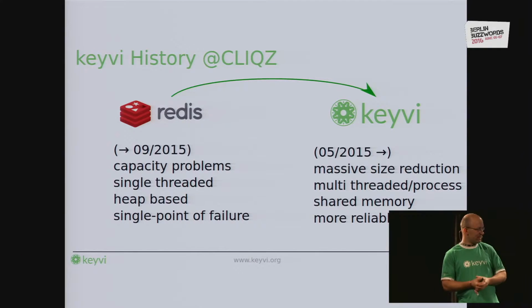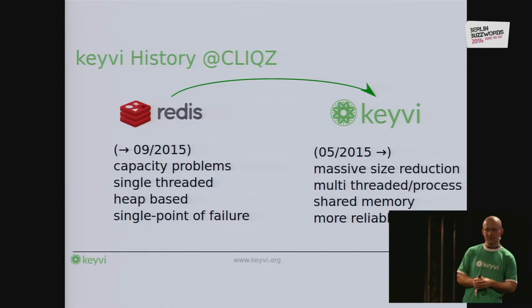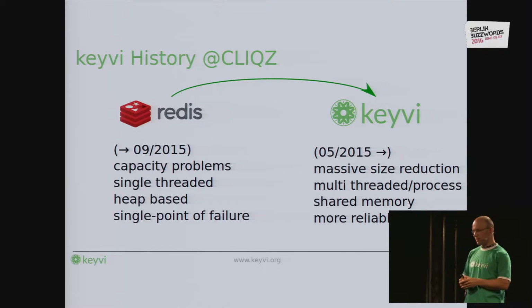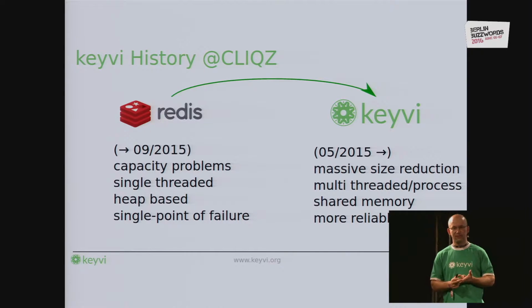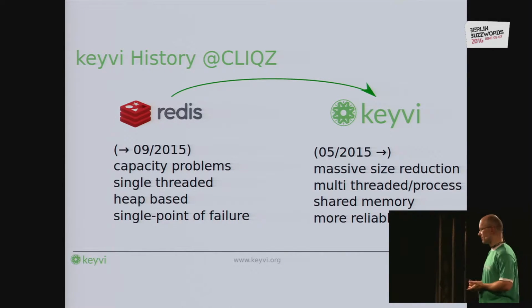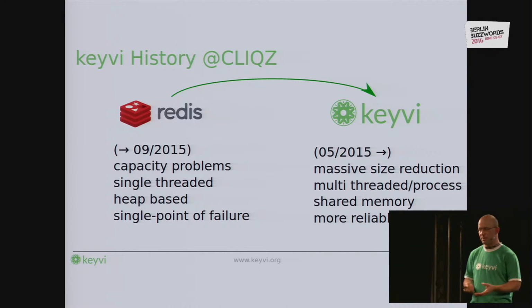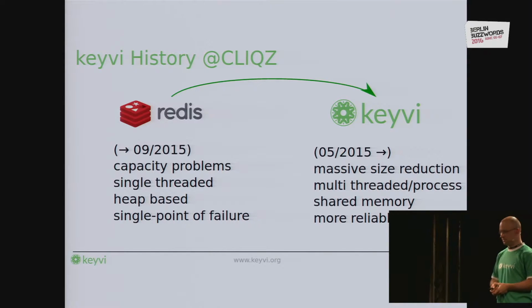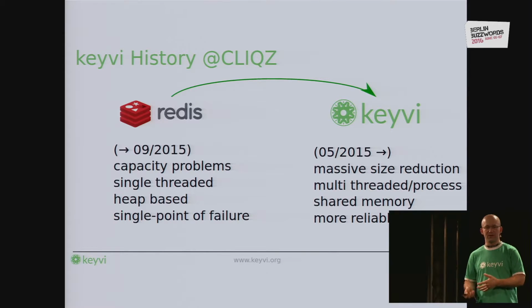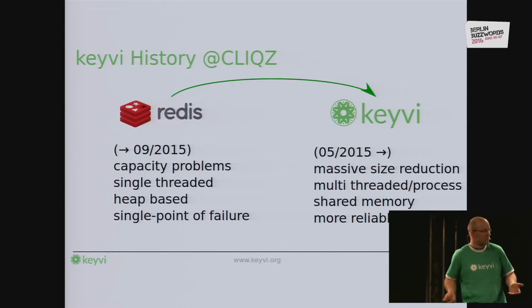So that's why Keyvi came in. First of all, it was a massive size reduction. Second, it's multi-threaded, so we can do it with many processes. The reason for this multi-threading is that it's using shared memory, so memory mapping, basically. And last but not least, due to this memory mapping, it's also more reliable because, well, when a process dies, it dies. You have other processes, no problem. If you reload things, it's cached in the OS, so it's quickly there.